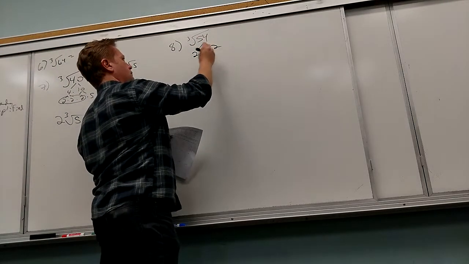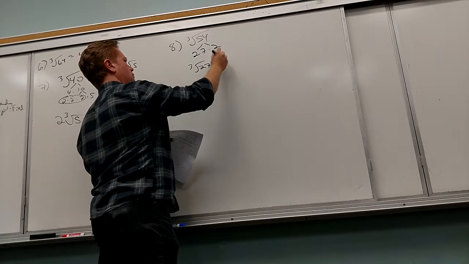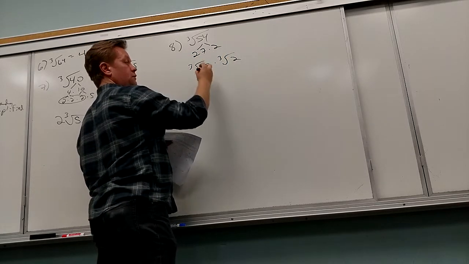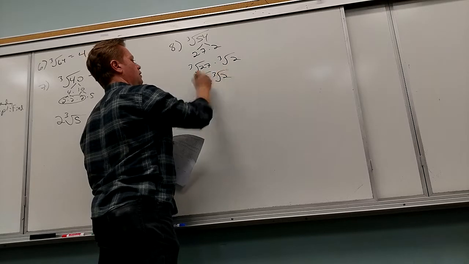27 times 2. So it's a cube root of 27 times the cube root of 2. Cube root of 27 is 3. Cube root of 2 is? I don't know.